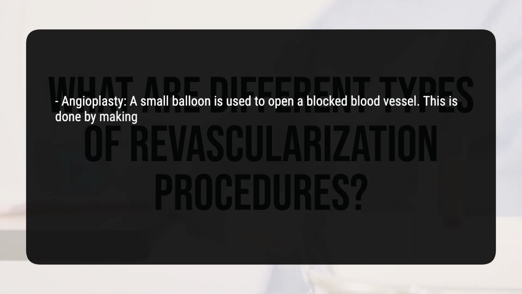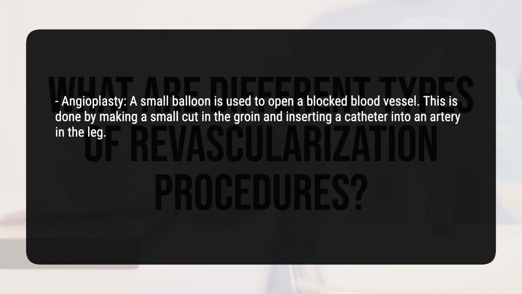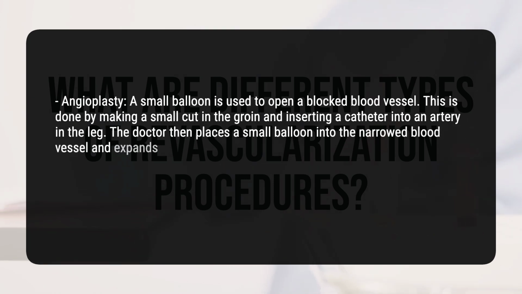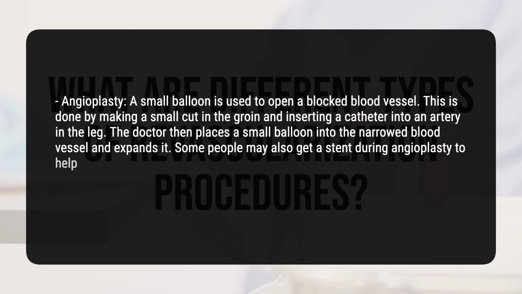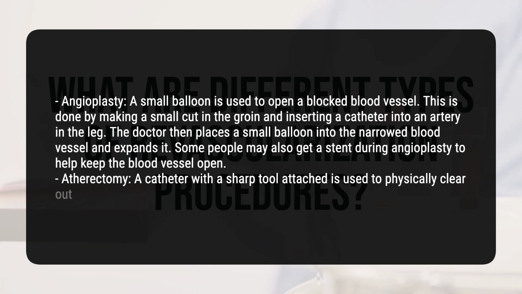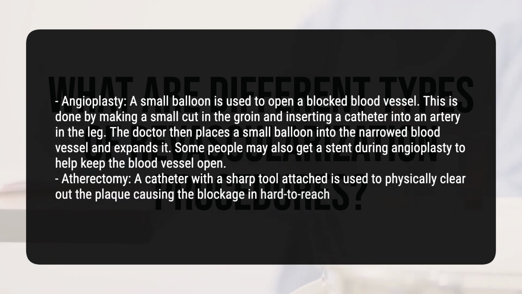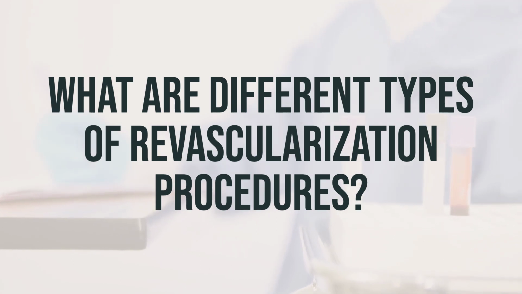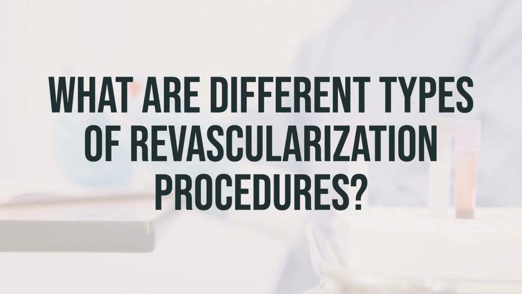This is done by making a small cut in the groin and inserting a catheter into an artery in the leg. The doctor then places a small balloon into the narrowed blood vessel and expands it. Some people may also get a stent during angioplasty to help keep the blood vessel open. Atherectomy: a catheter with a sharp tool attached is used to physically clear out the plaque causing the blockage in hard-to-reach areas.